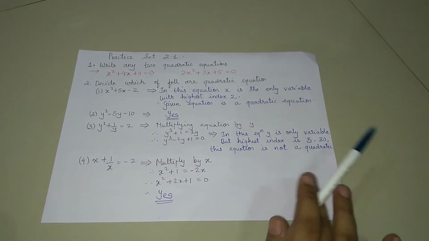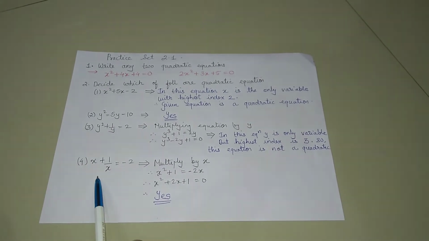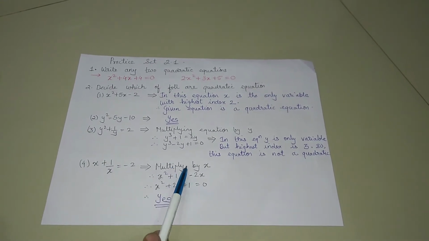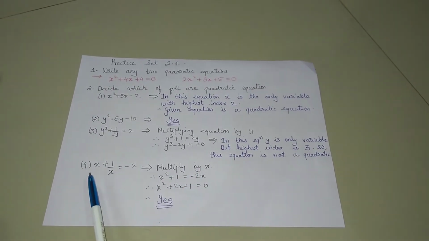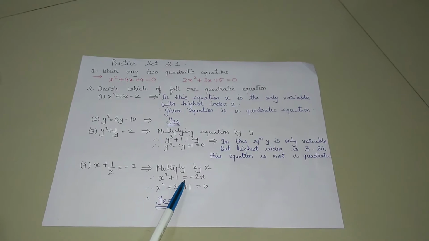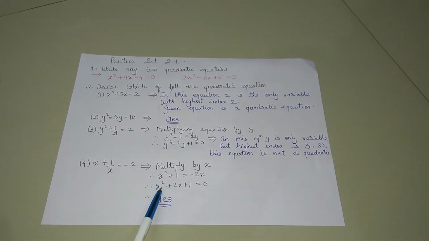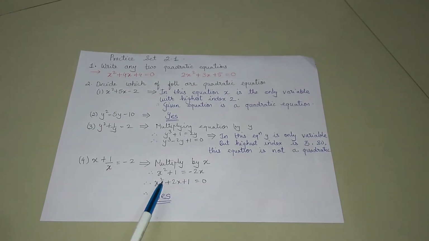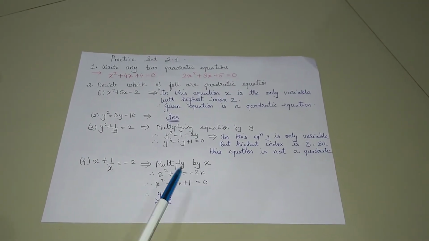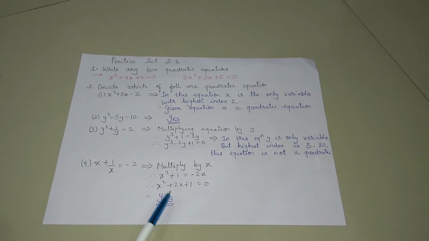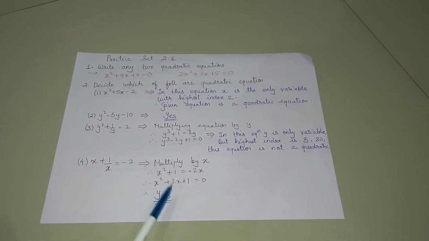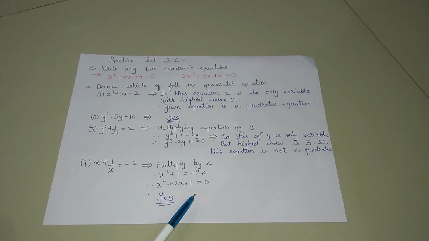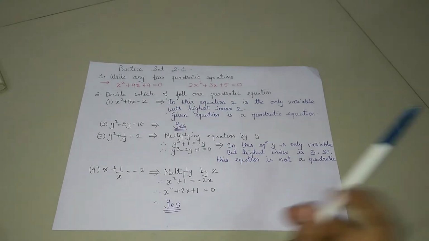By this we can say so. We'll take the next one: x plus 1 upon x equals minus 2. Multiply by x; we have to simplify this first. So x square plus 1 equals minus 2x. This minus 2x will come to this side: x square plus 2x plus 1 equals 0. So the equation has only one variable, correct, and the highest index is 2, yes. So in this equation we can say x is the only variable with highest index 2. The given equation is a quadratic equation.